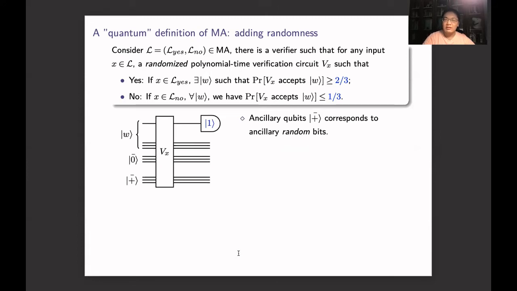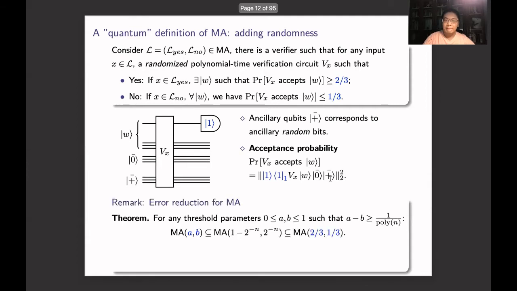Since we are adding randomness here, we need a different kind of ancilla, namely ket plus. It is a uniform superposition between ket 0 and ket 1. Also, we are allowed to use at most polynomially many such ancillas. Similarly, we have an acceptance probability for MA, and here we have these plus ancillas.